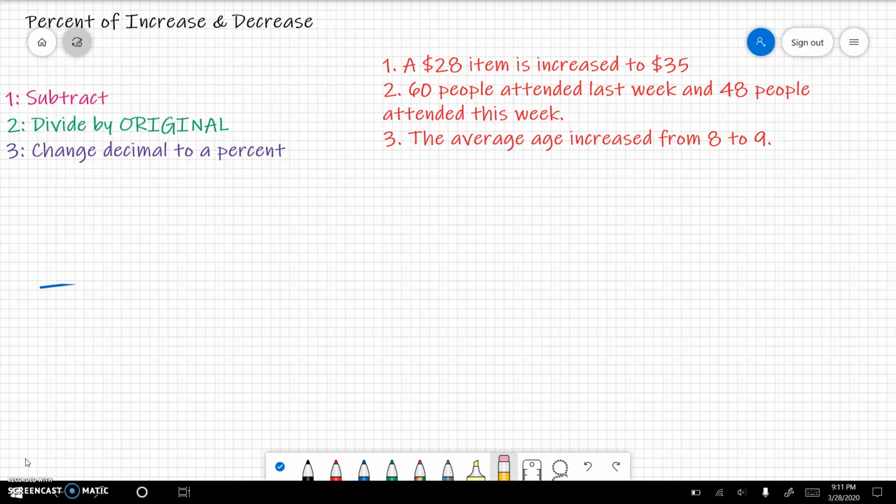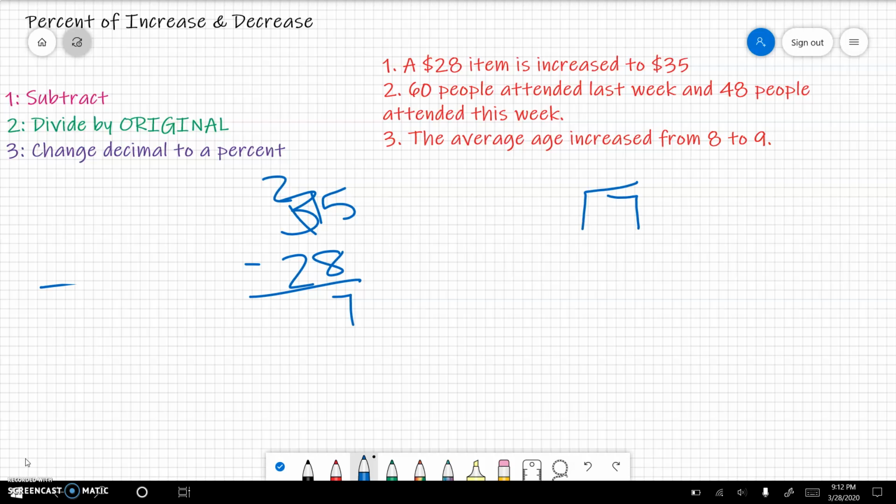Number 1, it says a $28 item is increased to $35. So on the left side, it says step 1, subtract. So I'm going to take $35 minus 28. Borrow. That would be 7. 2 minus 2 is 0, so 7. Okay, step 2, divide. So I take the answer from my subtraction, 7.